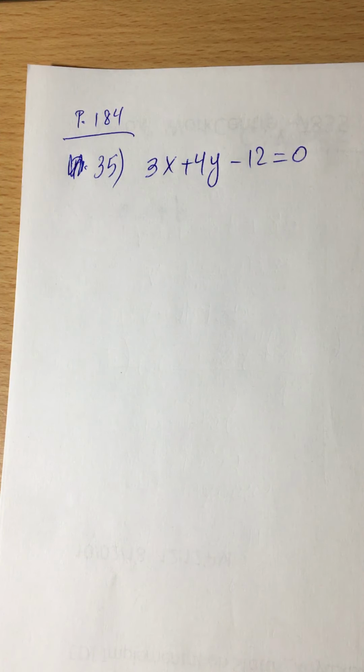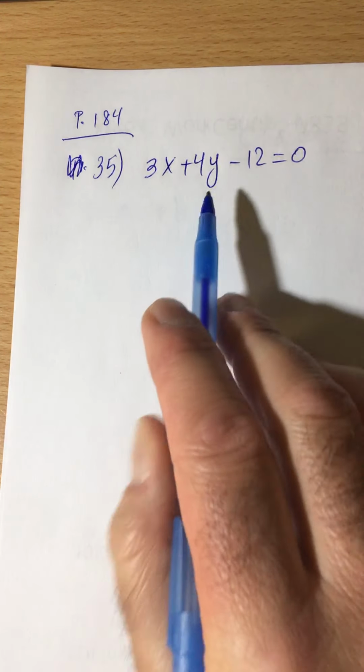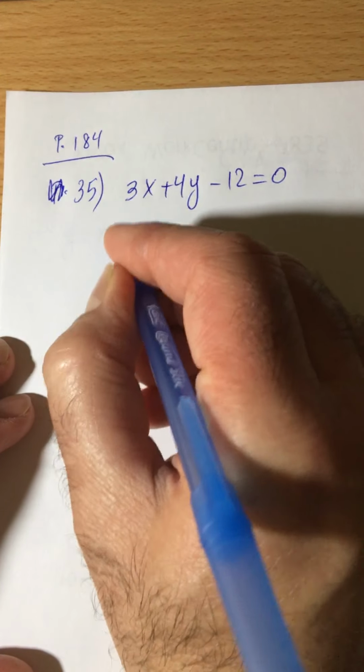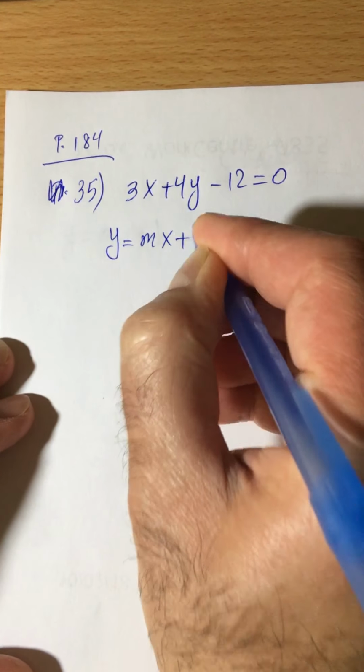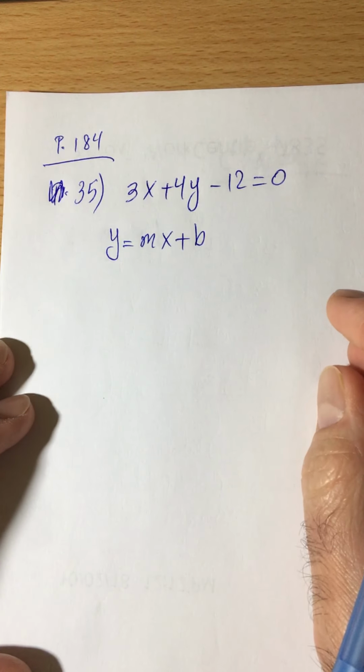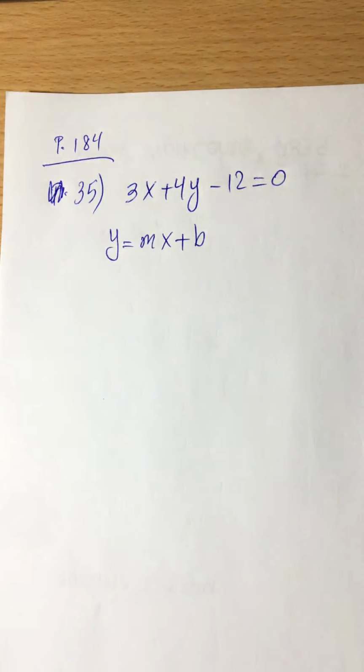It says write each equation in slope-intercept form. Then identify the slope and the y-intercept. So notice slope-intercept form is y equals mx plus b. That means I got to solve for y. So you want to move everything that doesn't have a y to the other side.